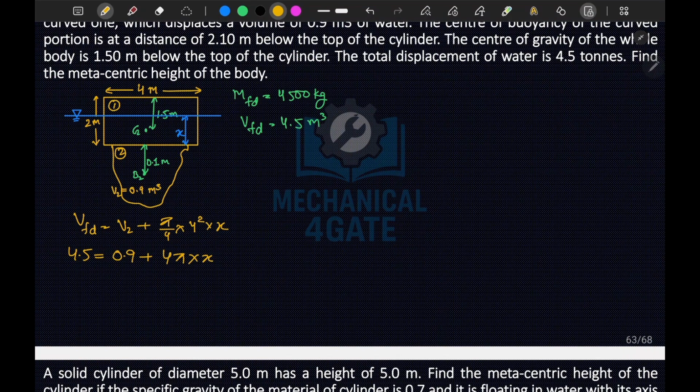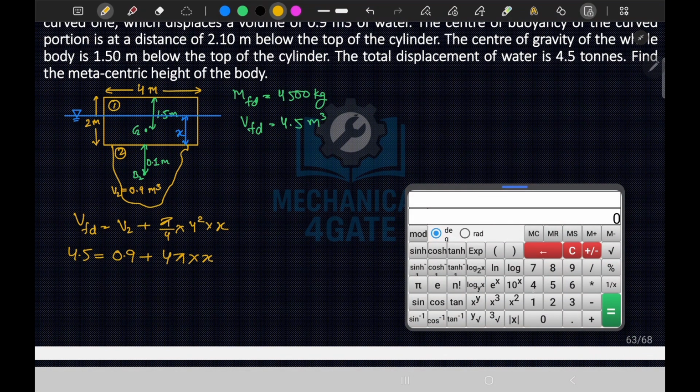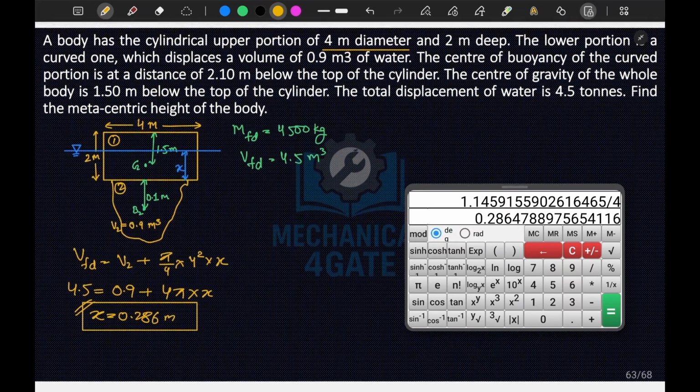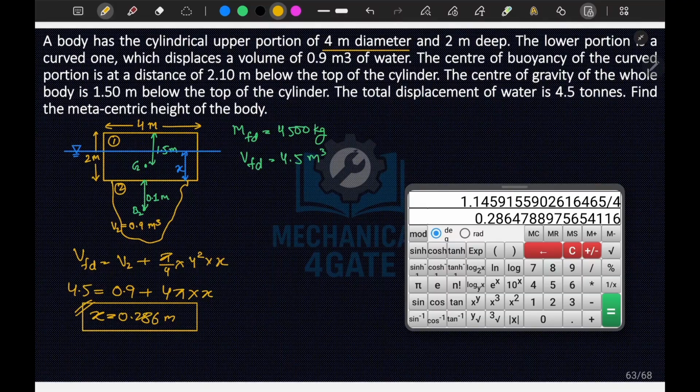Okay, now let's solve this. 4.5 minus 0.9 divided by pi divided by 4. So your x is equal to 0.286 meter. Okay, so up to this point is where your water line is present, and x value is 0.286 meter. Now since we have to calculate, first we have to calculate metacentric height.